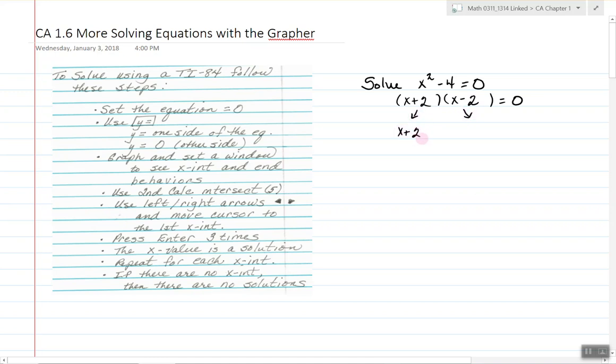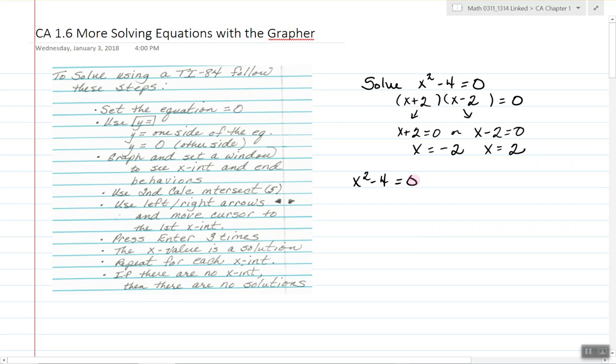X plus 2 equals 0, or x minus 2 equals 0, which means we get a solution set of -2 or +2. If you were going to do this by using the TI-83 or 84, it says set the equation equal to 0. Well, it already is.